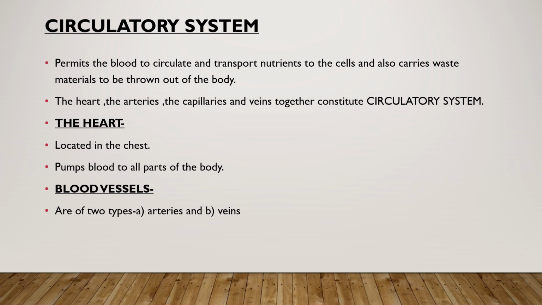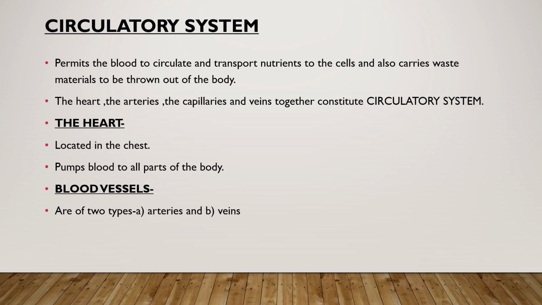Next, we will discuss about circulatory system. So what is circulatory system? It permits the blood to circulate and transport nutrients to the cell and also carries waste materials to be thrown out of the body. In this way, we can understand the fact that circulatory system acts like the transport system of the body. Why am I saying this? Because all the functions of transportation are being carried out through circulatory system only.